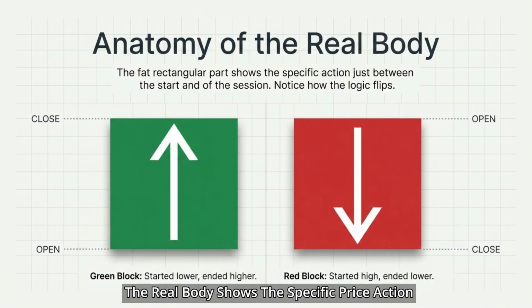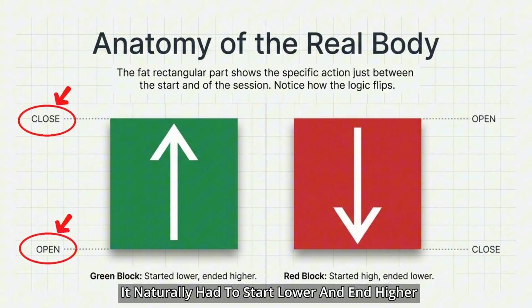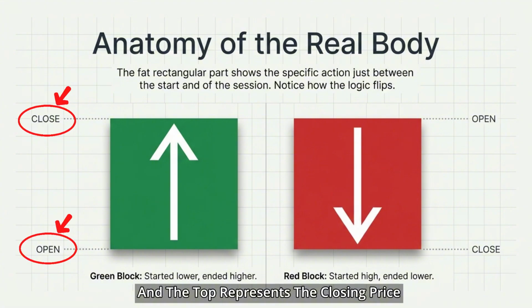The real body shows the specific price action just between the open and the close. So in a green bullish body, because the price increased, it naturally had to start lower and end higher. The bottom represents the opening price and the top represents the closing price.